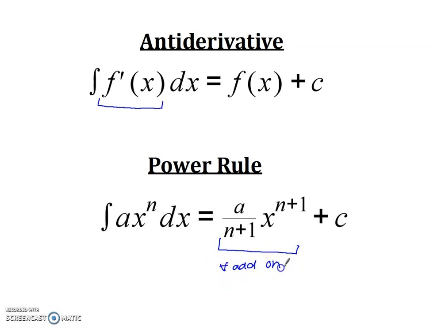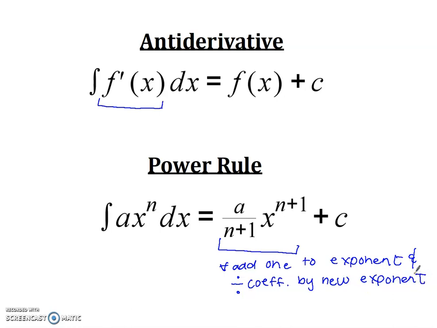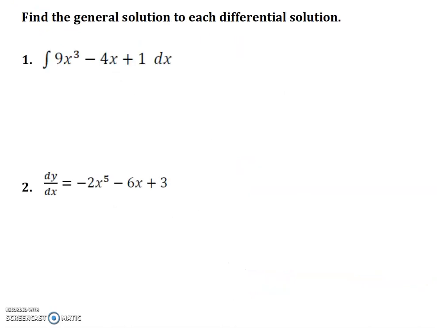is add 1 to the exponent, and then you're going to divide the coefficient by the new exponent. So this formula actually makes it look a way more complicated than it is. So let's look at a couple examples.